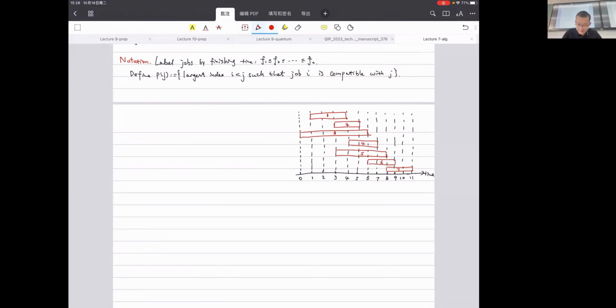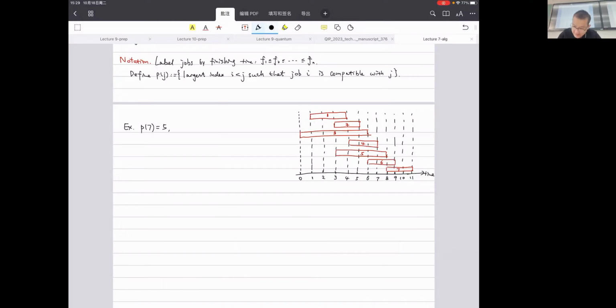Let's just say we have a certain problem like this. So what is P7? Let's check the definition here. P7 is the largest index i strictly smaller than 7, meaning i is at most 6, such that job i is compatible with job j. The 6th job is not compatible with the 7th job, but the 5th job is. So we can say that P7 equals 5.